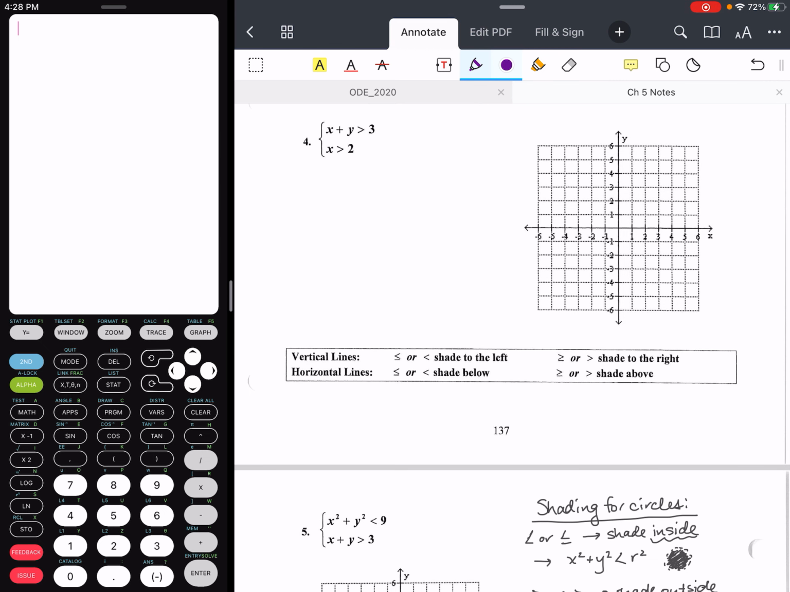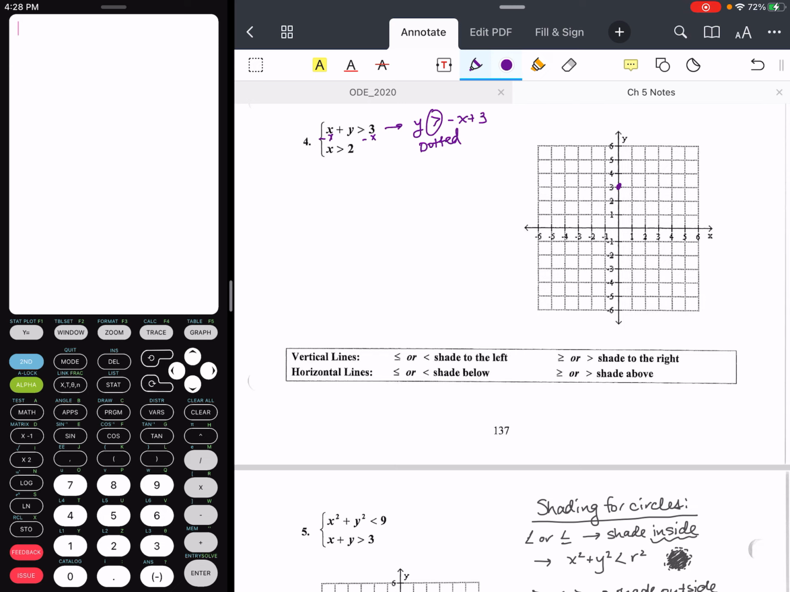All right, for number 4, x plus y greater than 3. Let's go ahead and graph that. First, I'll solve it for y. So this gives me y greater than negative x plus 3. My y-intercept is (0, 3). I'm going to graph this using a dotted line because of that greater than inequality.